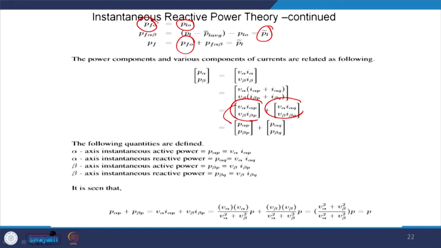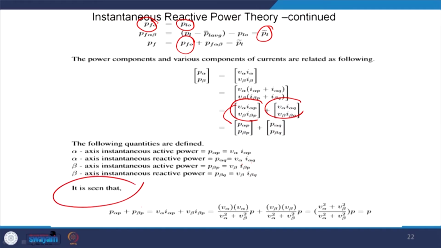So, the alpha axis instantaneous real power is P alpha P, that is equal to V alpha into I alpha P. The alpha axis instantaneous reactive power, here we shall name it as P alpha Q, that is V alpha into I alpha Q. Similarly, the beta axis instantaneous real power, that is P beta P, will be V beta into I beta P, and the beta axis instantaneous reactive power in this way will be P beta Q equal to V beta into I beta Q, and thus you can expand it.